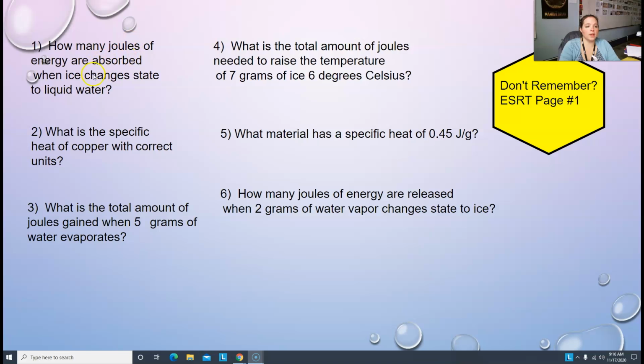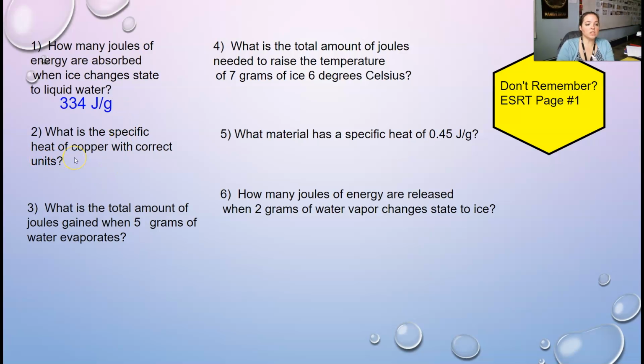How many joules of energy are absorbed when ice changes state to liquid water? We saw that again. Ice to liquid is melting, 334 joules per gram. What is the specific heat of copper with correct units? Copper right here. There's your answer, but the unit is up here, joules per gram, degrees C. I forgot to put degrees C. I apologize for that.